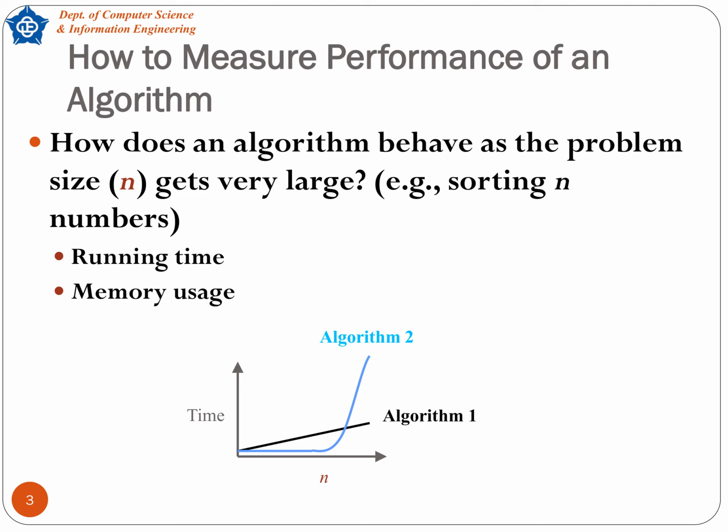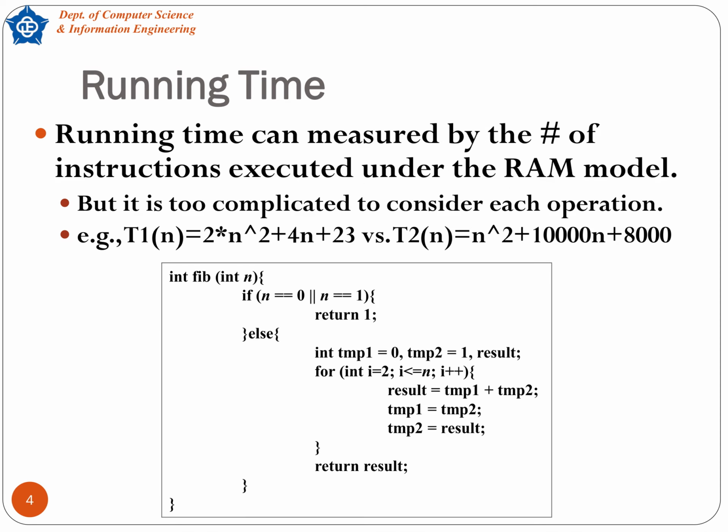The blue curve is algorithm 2. At first, it barely moves, almost flat. Then, whoa! It rockets upward and quickly overtakes algorithm 1 as n increases. That dramatic turn really drives home why analyzing an algorithm's scaling behavior is crucial before you pick one for big data. Building on our look at how algorithms scale, let's dive into running time.